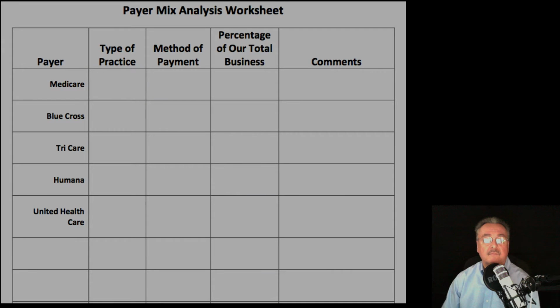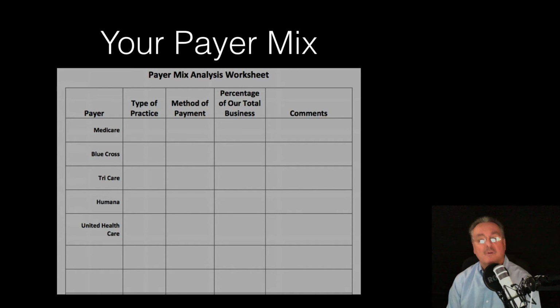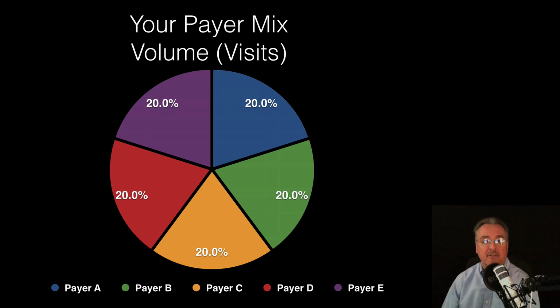As part of your assignment, you'll be doing a payer mix analysis and completing a payer mix analysis worksheet on your practice. This is what that looks like. We want you to develop your own payer mix, and that payer mix will not have down the left-hand side Medicare, Blue Cross, TRICARE, Humana, United Healthcare as this example one does, but rather your payer mix will be the top 5 or 6 payers by revenue that you have in your own practice. So we want you to take a look at developing and investigating and finding what your payer mix is in your organization.